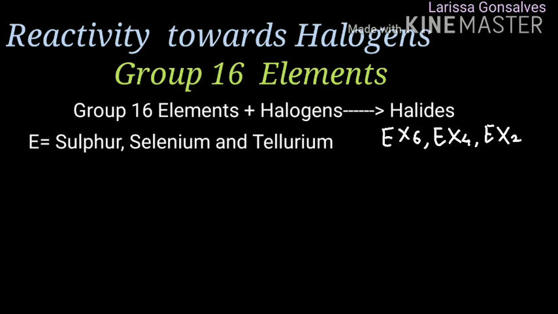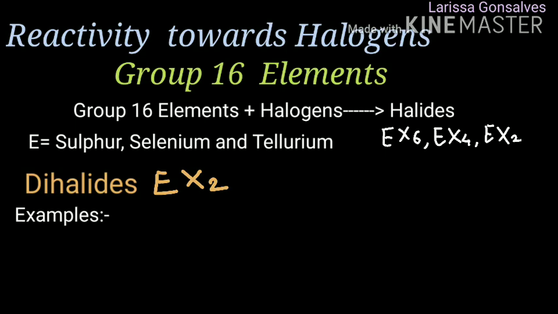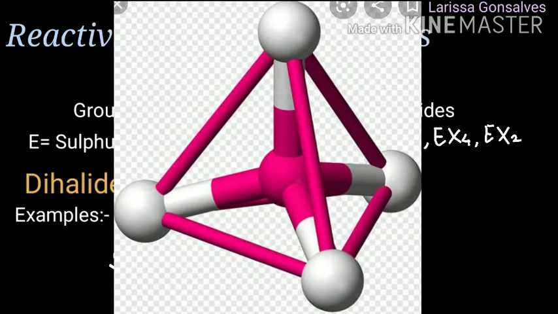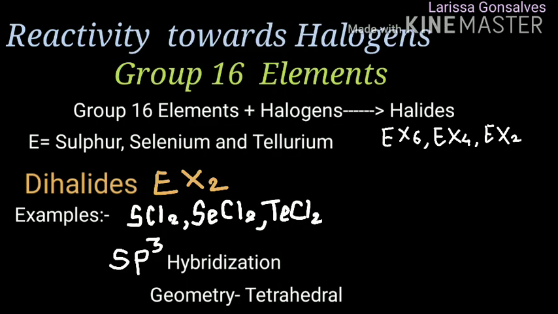Next are the dihalides. Examples of dihalides are SCl2, that is sulfur dichloride, SeCl2, that is selenium dichloride, and TeCl2, that is tellurium dichloride. These dihalides exhibit sp3 hybridization and have a tetrahedral structure. They possess two equatorial positions which are occupied by the lone pairs.